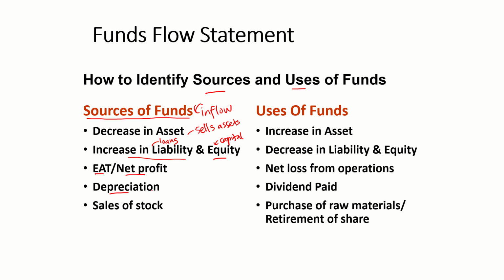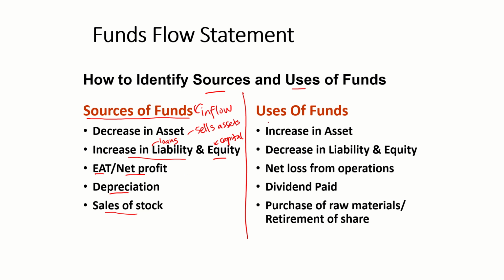And then depreciation, because depreciation is something that is not exactly a cost that we incurred. We don't give cash out for depreciation, but we deduct depreciation in our income statement. It becomes a source of fund. And then sales of stock. Of course, when we sell our inventory, it becomes our fund to operate the business. Okay, that is the criteria for sources of fund.